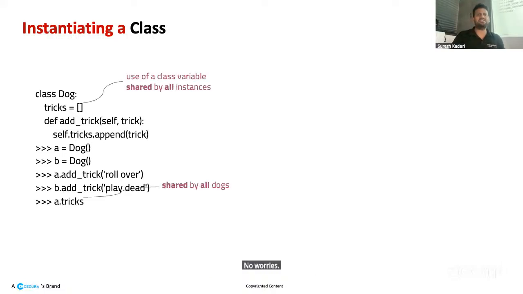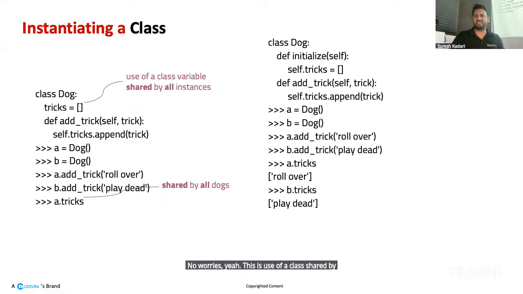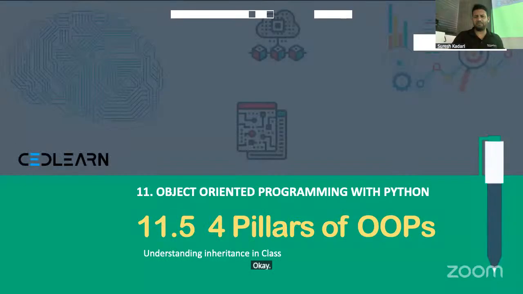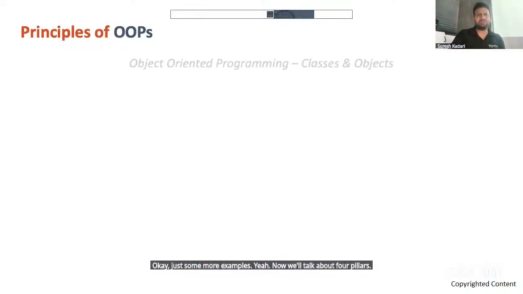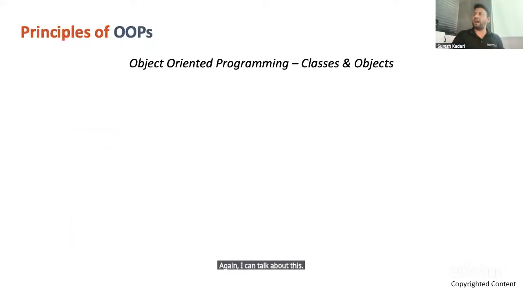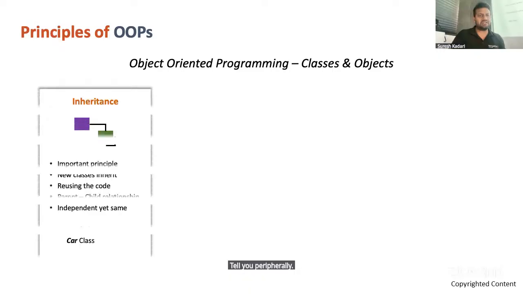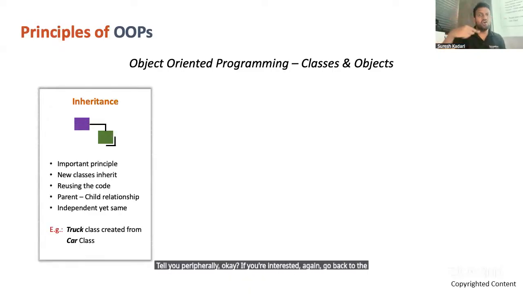Yeah, this is use of a class shared by all instances. Okay, just some more examples. Now we'll talk about the 4 pillars. Again, I can talk about this for hours together, but I'll just tell you peripherally. If you're interested, go back to the videos and watch. There are a lot of things.